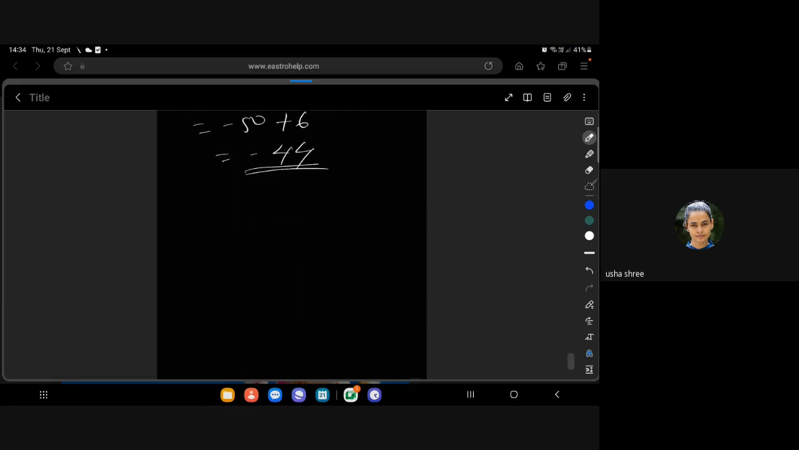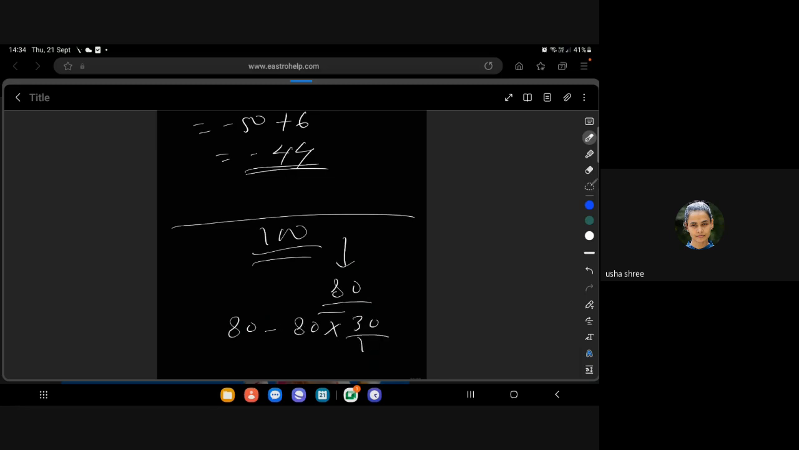Second procedure: if you consider the original price to be 100, first he has given you a 20% discount, so it will be 80. On 80 he has given you another 30% discount. 80 minus 30% of 80, which is 80 minus 24. It also gives you 56.